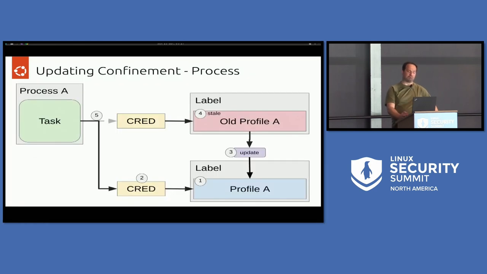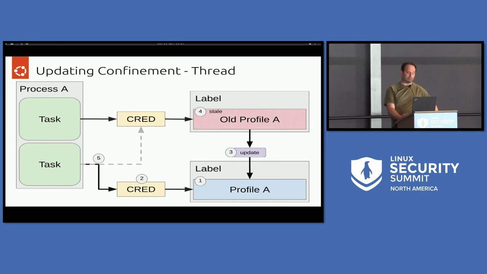Updating confinement is the same idea, right? We can just replace the profile. It looks the same as processes, right? It just looks the same as what we just did with entering confinement. Under threads, it looks pretty much the same thing, right? We're just marking it as stale. This is all regular profile replacement for us when we're doing the updating confinement.